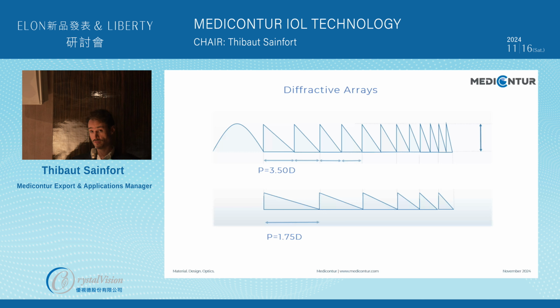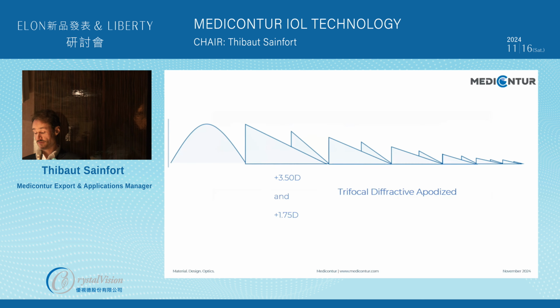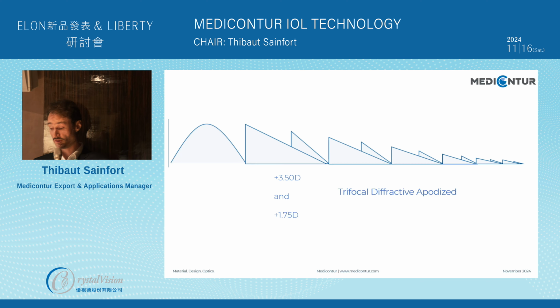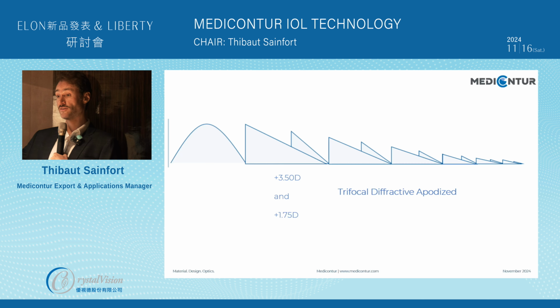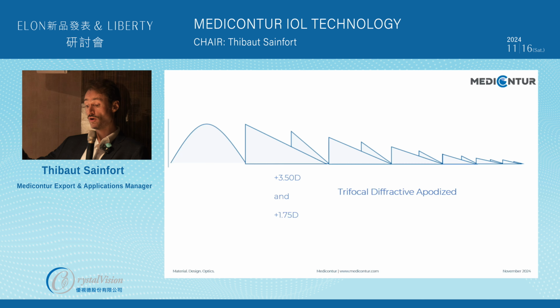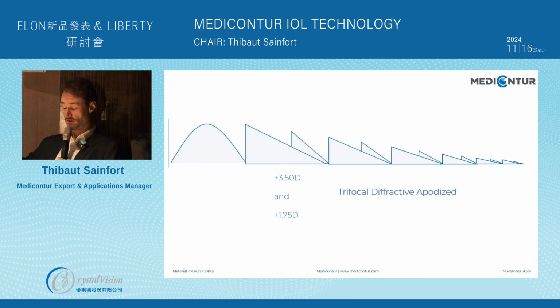So the first trifocal IOL was designed quite simply, I would say, because they just put the two diffractive elements on the same platform. As you can see here, you will have one diffractive addition for near and a second diffractive element for intermediate distances. Like this, you will have your two focal points for intermediate and near vision.